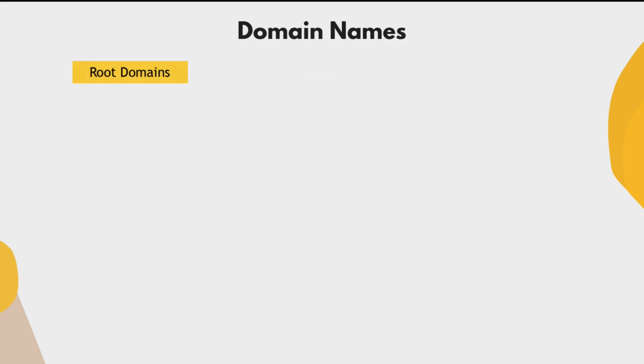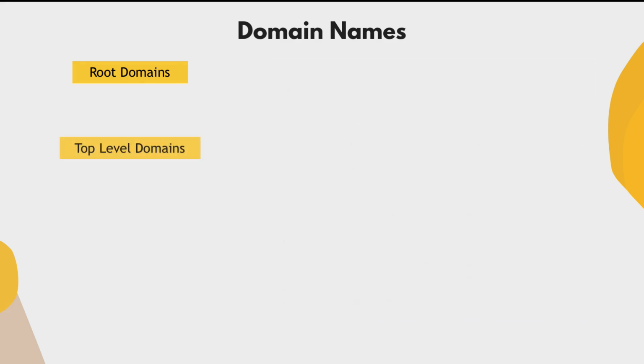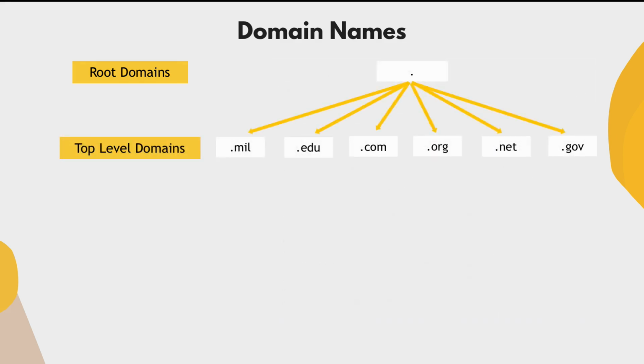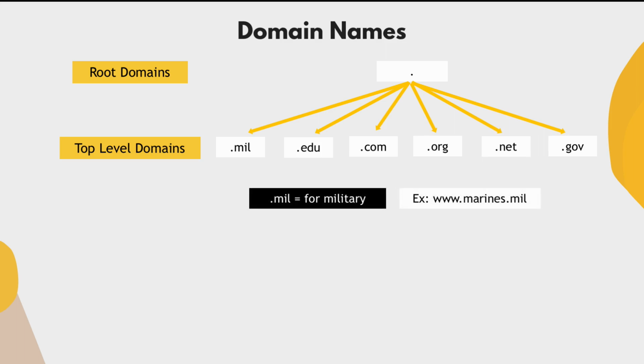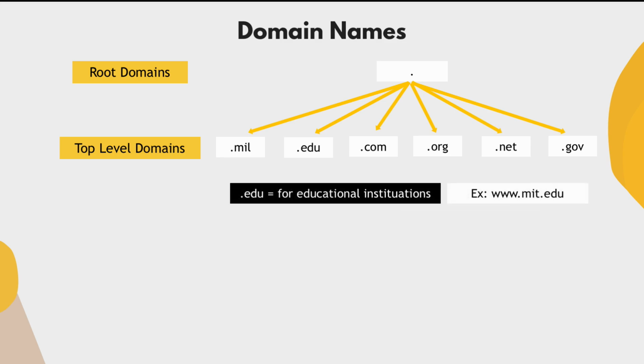There are around 13 root domains across the globe, with names from A to M, and under each root domain you have a hierarchy of what's called top-level domains, or TLDs. There are 6 original and most common top-level domains, and each domain has a specific purpose. We have .mil, which is for military applications. Then we have .edu, or edu. This is for educational institutions and their websites.